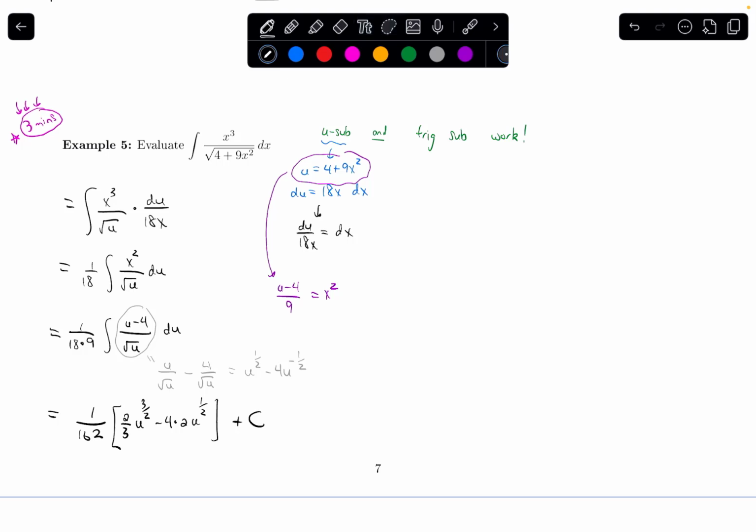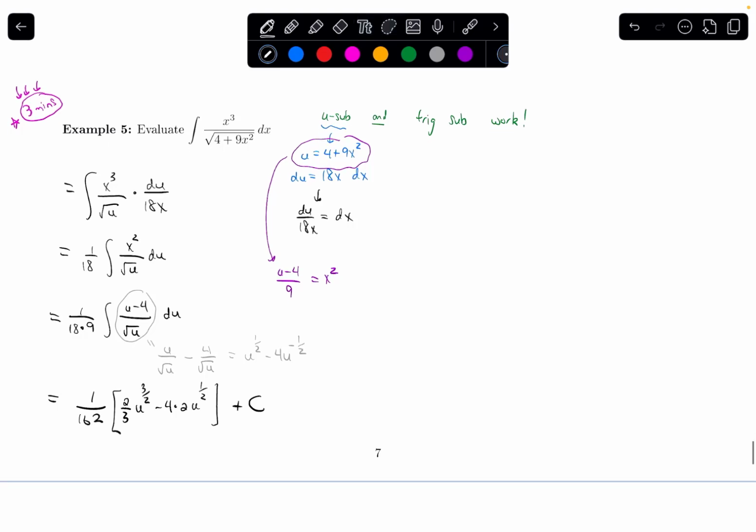And now I should just plug back in for u, and I can simplify a little bit. So I've got 1 over 162 in front. And then I get 2/3 times, plugging back in for u, 4 plus 9x squared to the 3/2. And then 4 times 2 is 8, so minus 8, and then plugging in for u, 4 plus 9x squared to the 1/2. Or if I wanted to write this as a square root, I could have. And then I've got plus c, and we have it.